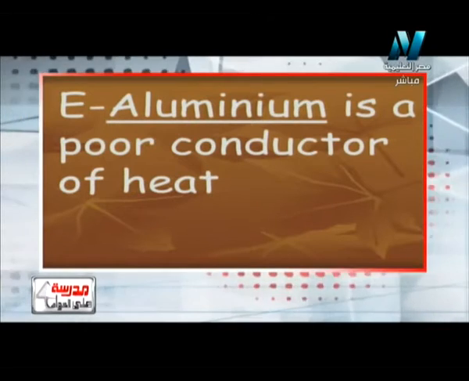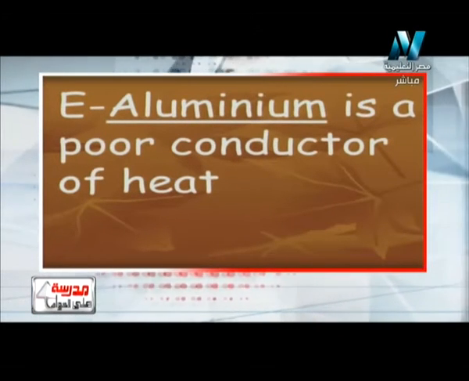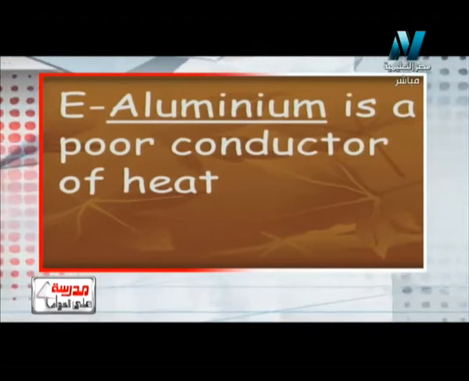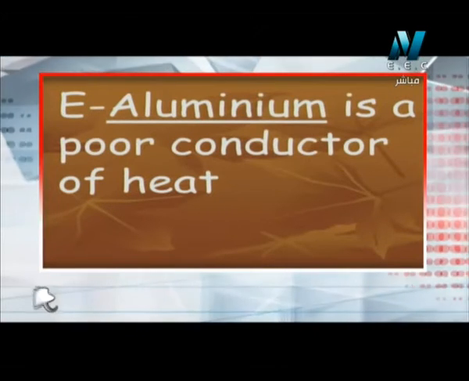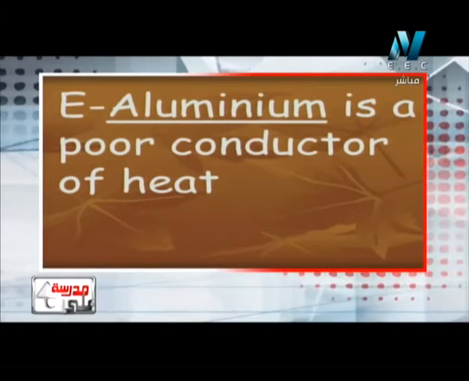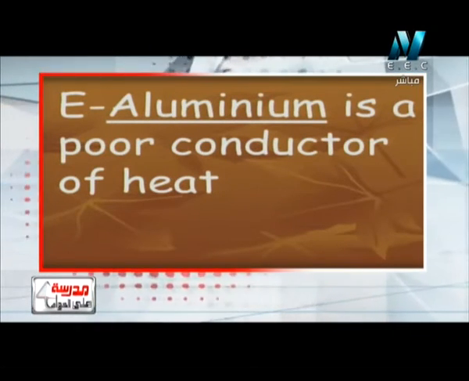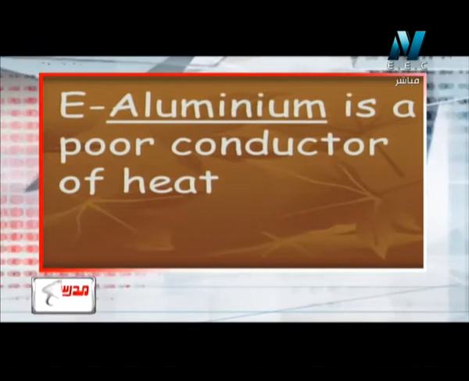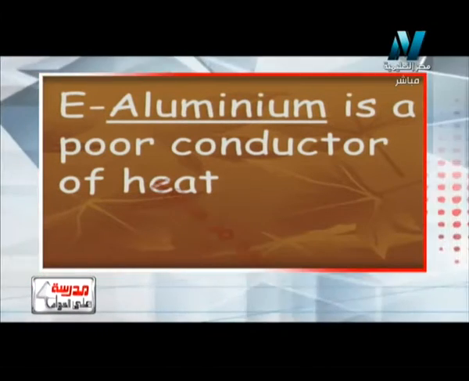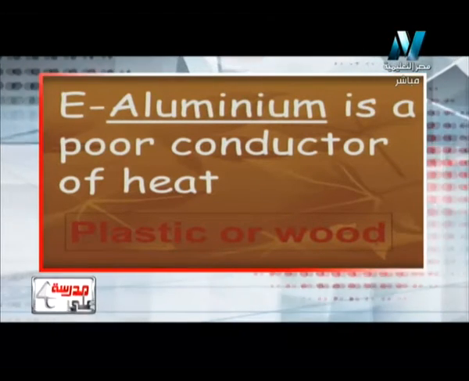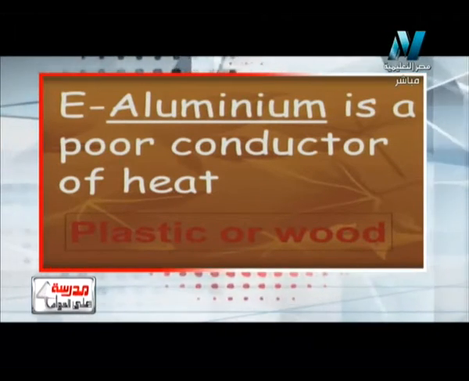Another question of correct the underlined word in the false one: aluminum is a poor conductor of heat. Poor conductor here means bad conductor. We must concentrate and be careful. Poor conductor equals bad conductor of heat. So we can say that aluminum is a poor conductor? No, it's wrong. The answer will be plastic or wood, they are bad conductors or poor conductors of heat.